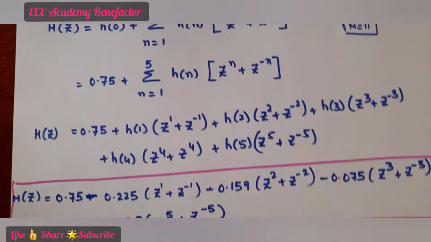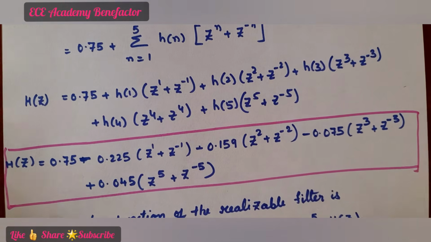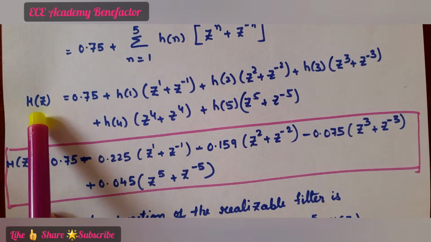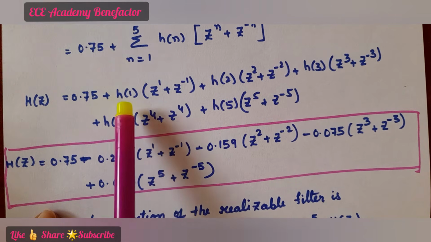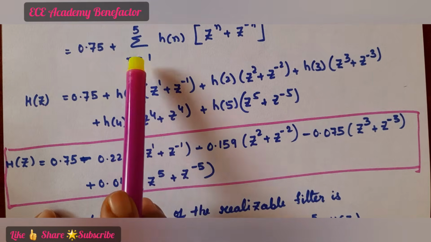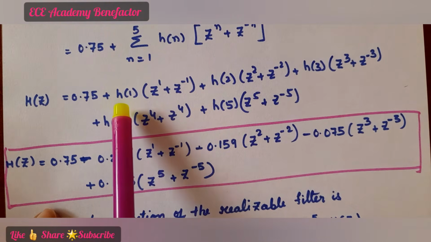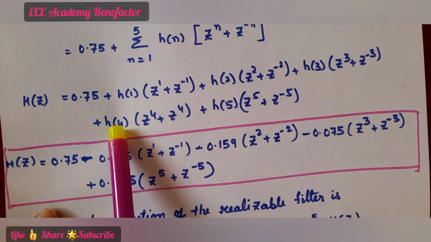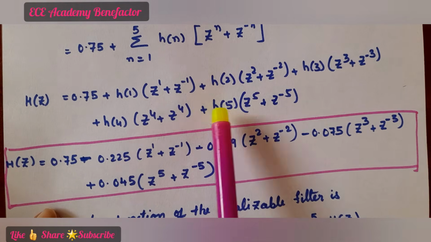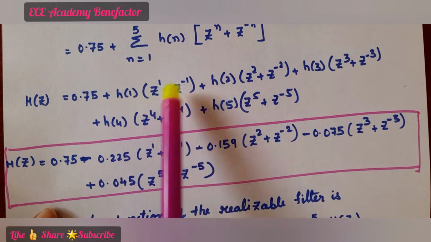On expanding the series, we get the transfer function H(z) as 0.75 plus the summation from n equal to 1 to 5, so we have to substitute H(1), H(2), H(3), H(4), H(5). So, when n is equal to 1, what does it become?